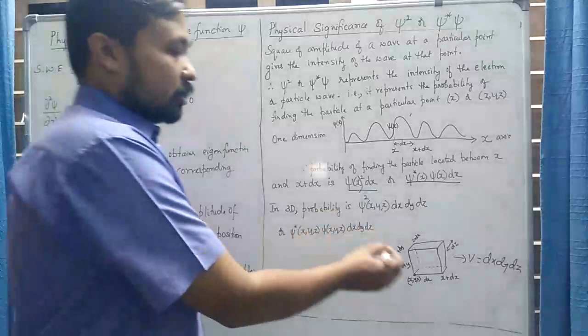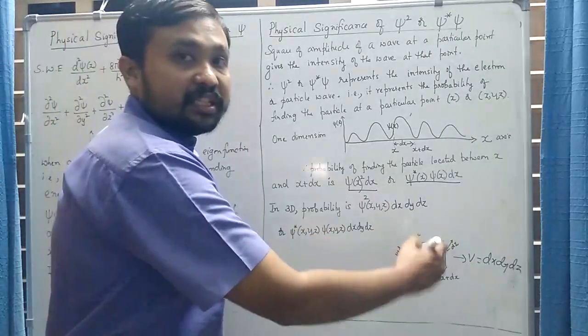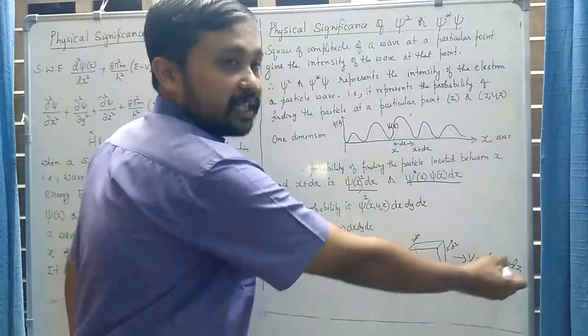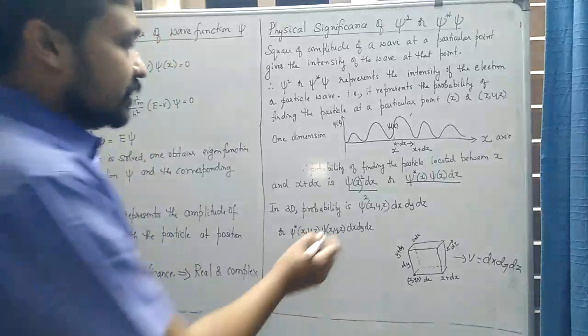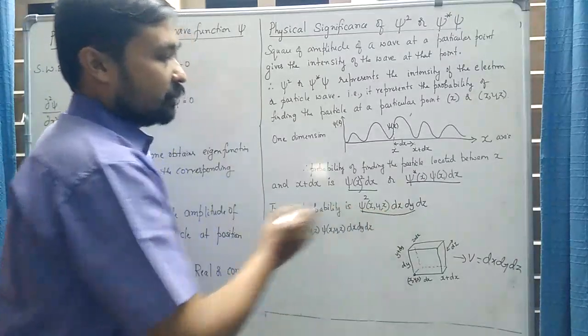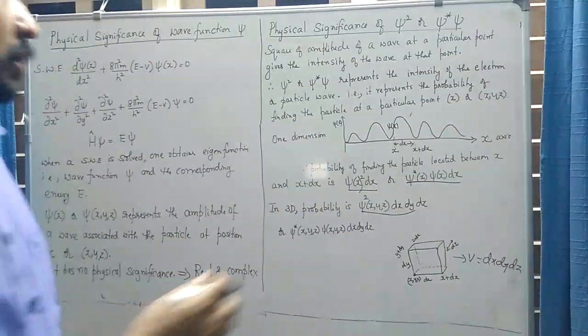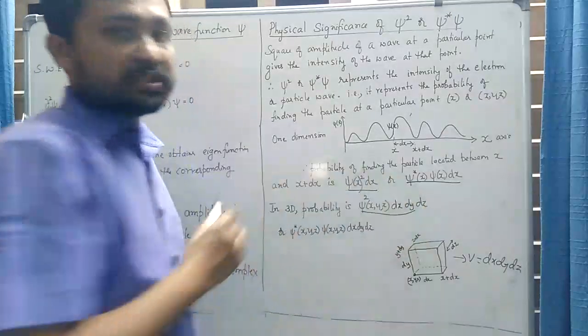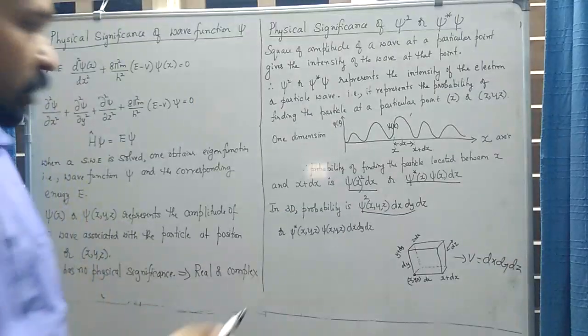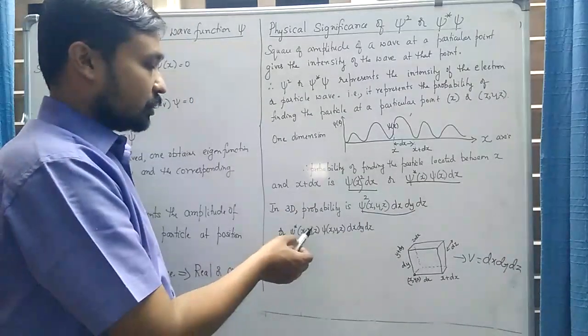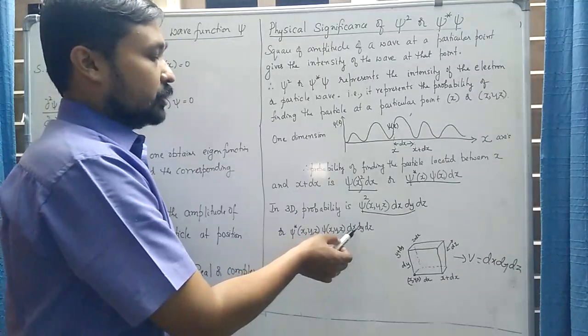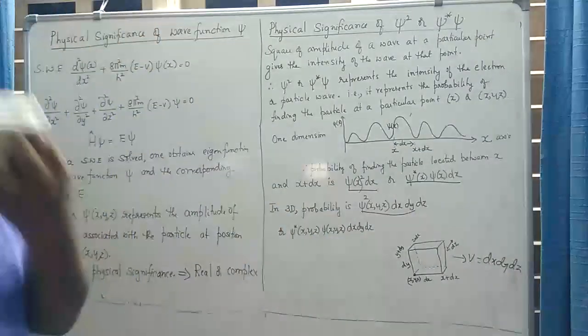So the probability of finding the particle within this cube having volume dx into dy into dz is given by psi square of x comma y comma z, into dx into dy into dz, if it is a real function, or we use psi star into psi into dx into dy into dz.